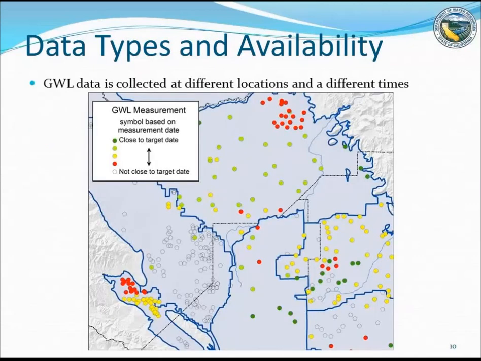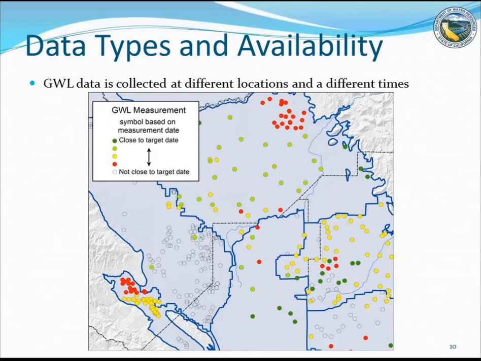So what does groundwater level data look like? Here's one example of a number of groundwater level measurements collected at or around the same time for a particular region. You can see the location that the data was collected, and then also the symbology indicates the time at which the measurement was collected.